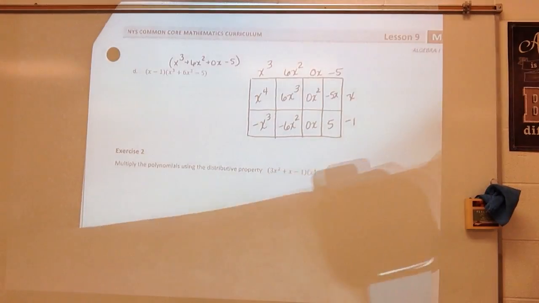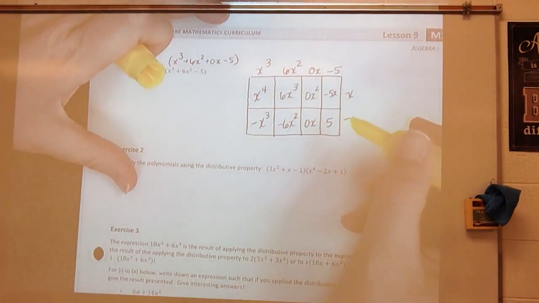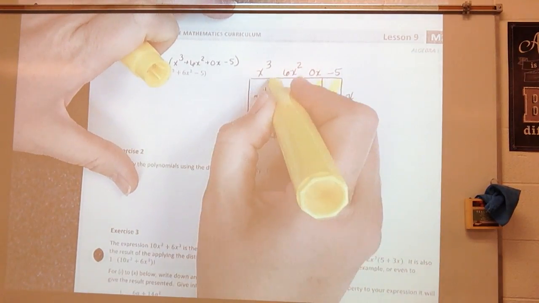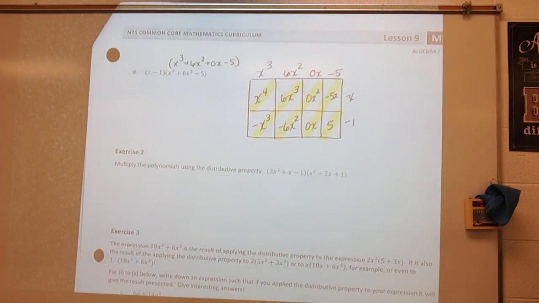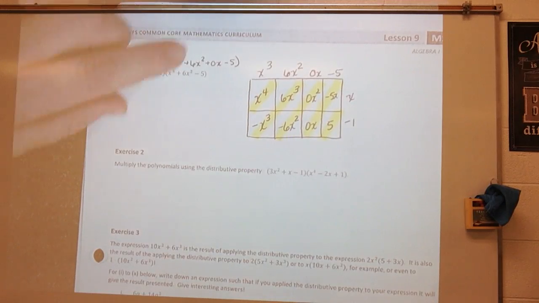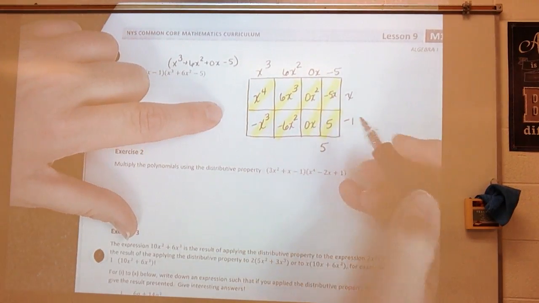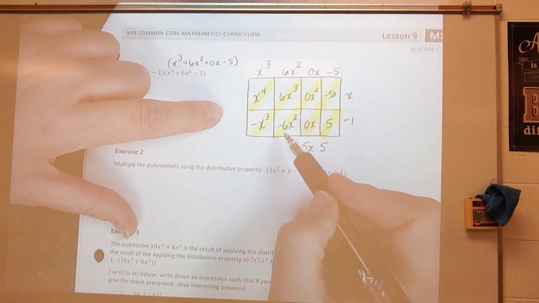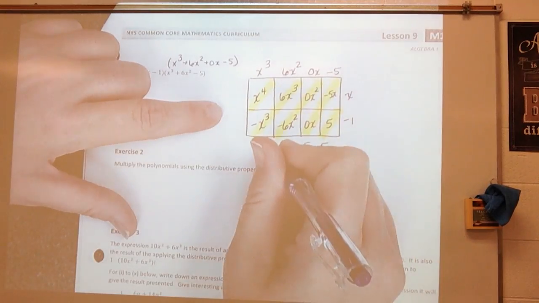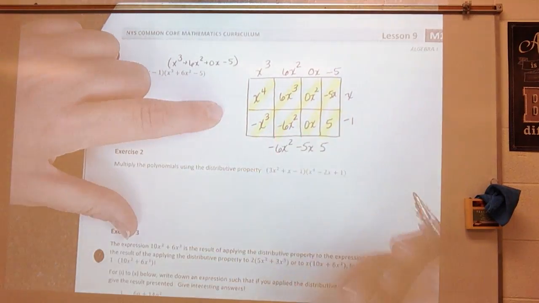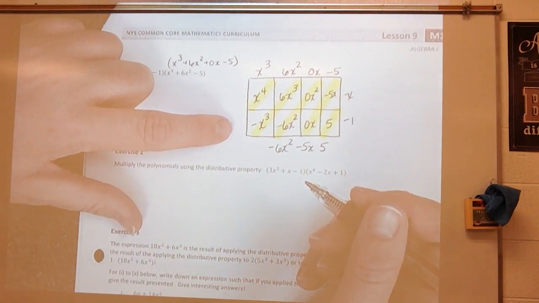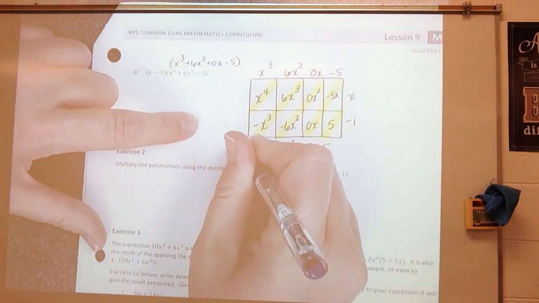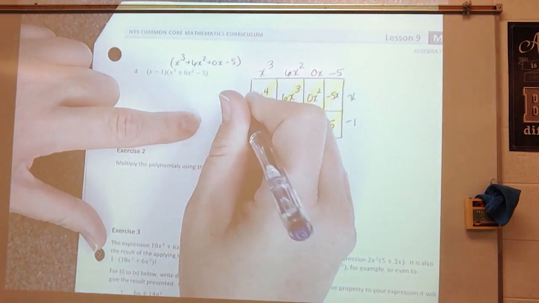All right. Notice, I'm going to look at my diagonals here. It should have everything lined up for me. Now I can combine my like terms. I've got 5. Negative 5x and 0x is negative 5x. Negative 6x squared and 0x squared is negative 6x squared. 6x cubed and negative x cubed, so 6 minus 1 is 5x cubed. And then x to the 4th.